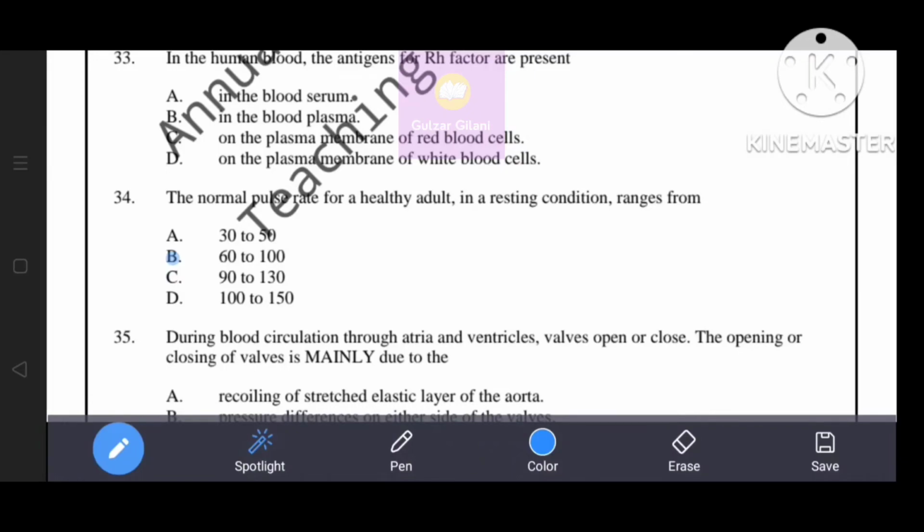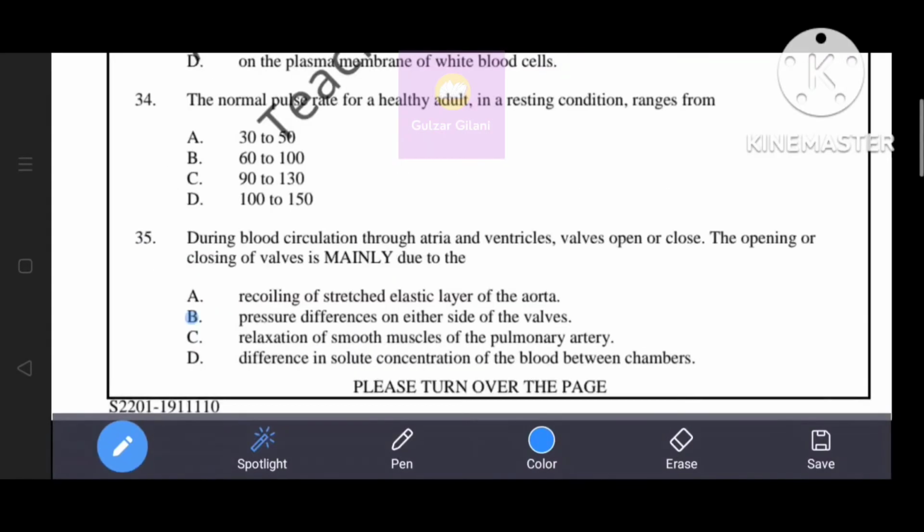Next question. The normal pulse rate for a healthy adult in a resting condition ranges from, among the given options, the correct answer is option B, that is 60 to 100. Means option B is the correct answer.